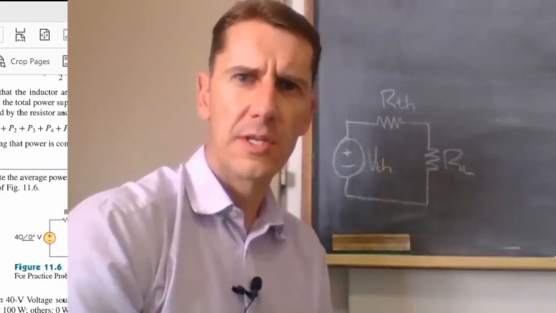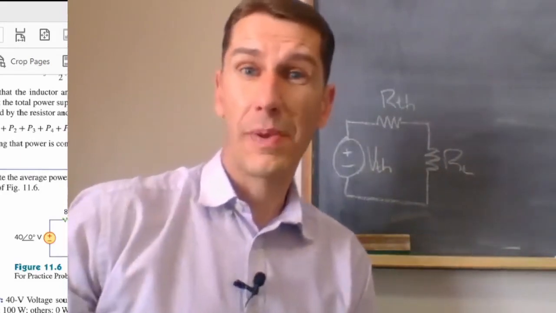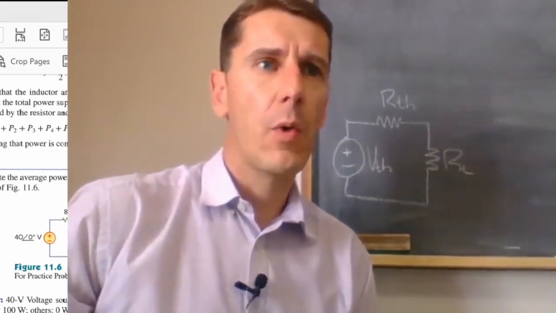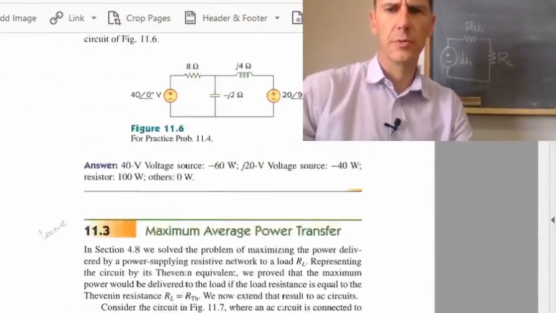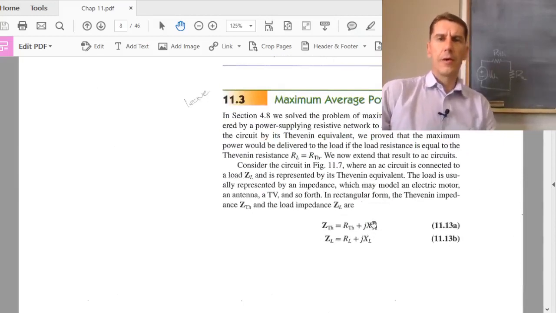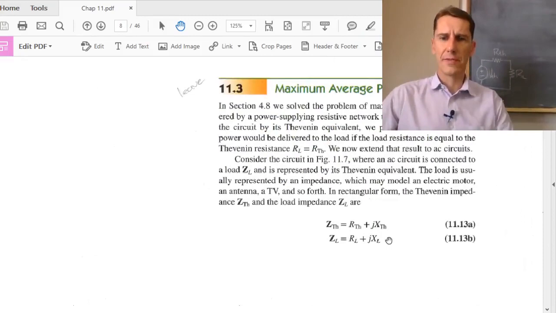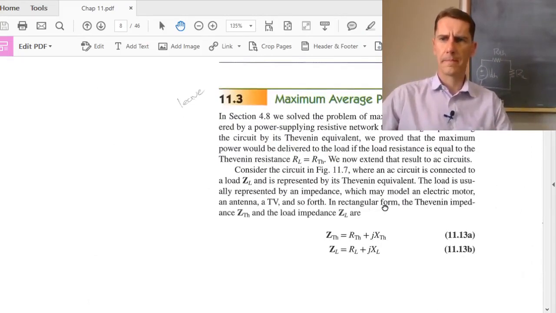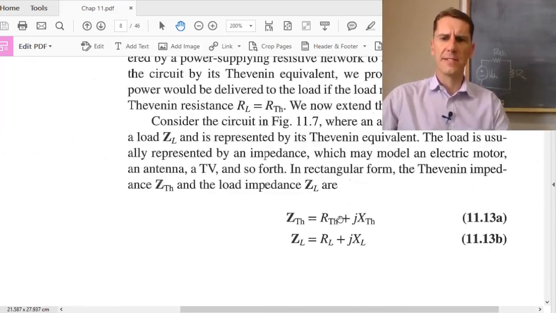Right, so this is the concept that we want to look at now, but now in the context, of course, of complex impedances. So what is that going to look like? Let's just zoom in a little bit here. All right. So now instead of just having an R Thevenin, you've got a Z Thevenin. There we go. There's a Z Thevenin.